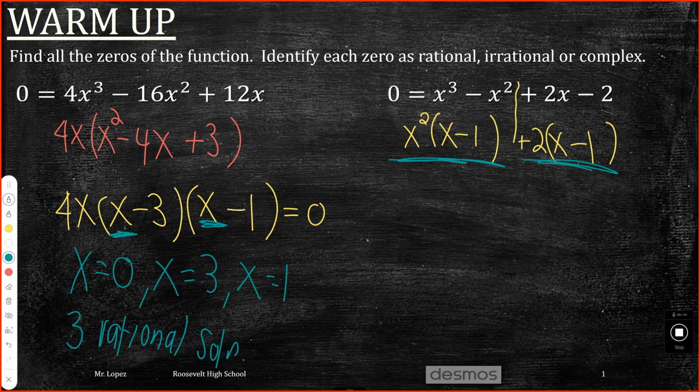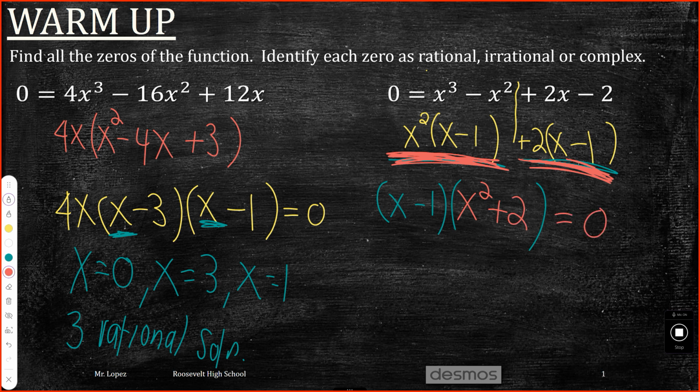They both have an x minus 1, and that's what I'm going to factor out. They're both going to give it away, x minus 1. So when you factor out x minus 1, what's left over for this one? X squared. And what's left over for this one when you factor out x minus 1? Plus 2, yes? And we set it equal to 0.